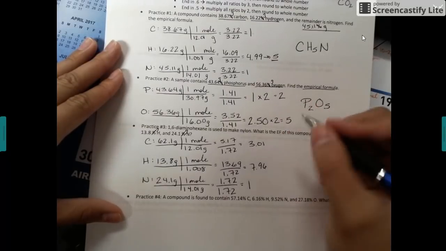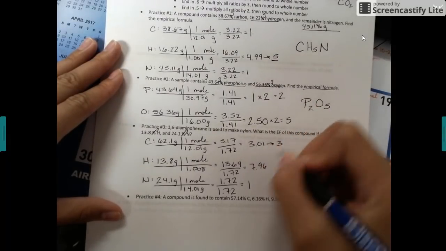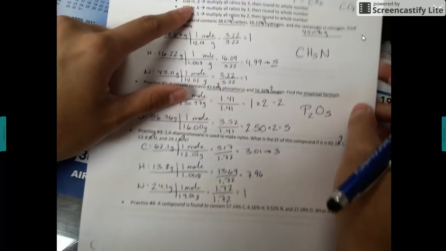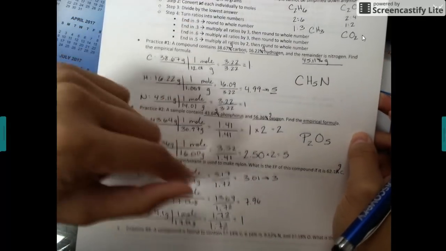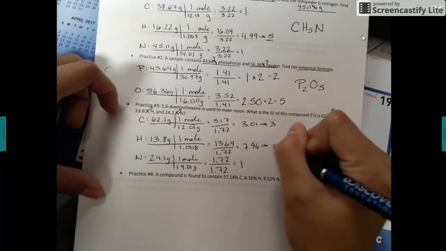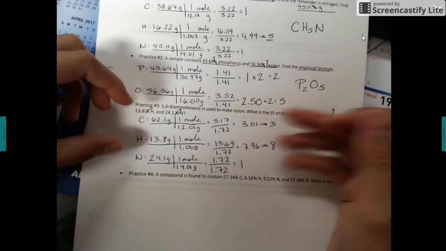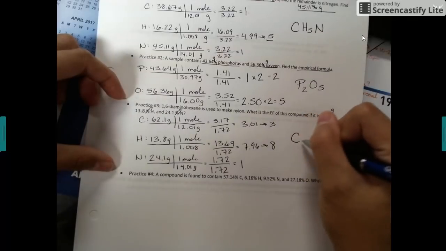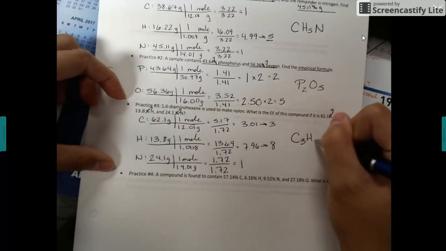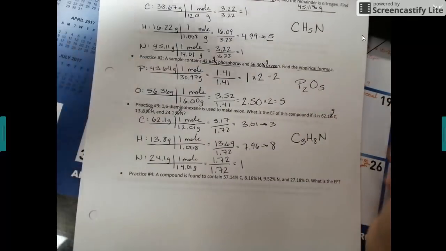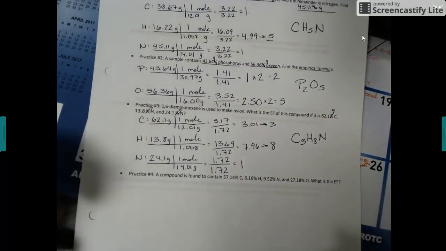This 3.01 is close enough to 3 that we're just going to round. 7.96, well, it ends in 0.9, so we're going to round it to a whole number, which is 8. And this is already 1, so we're going to leave it at 1. Now we take those numbers and plug it into the formula. 3 C's, 8 H's, 1 N.